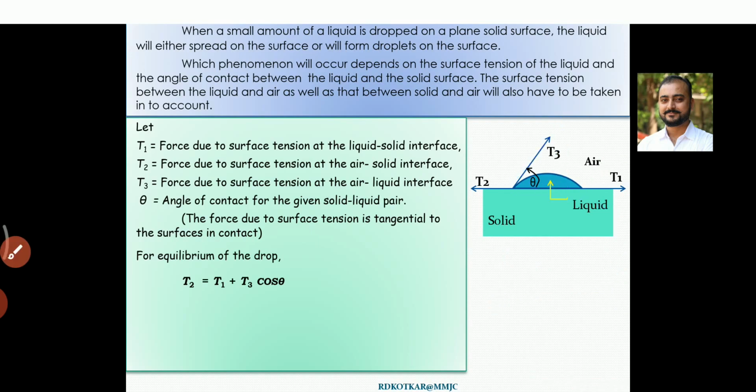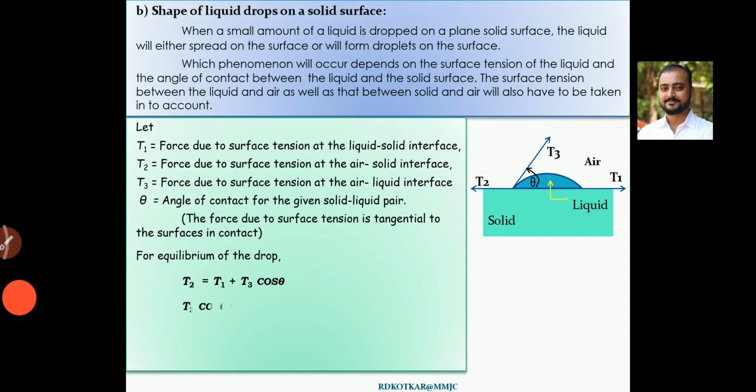So T2 is equal to T1 plus T3 cos theta. Understood? T2 is equal to T1 plus T3 cos theta. Therefore, we will write here T3 cos theta is equal to T2 minus T1.